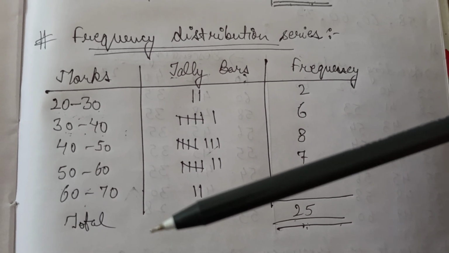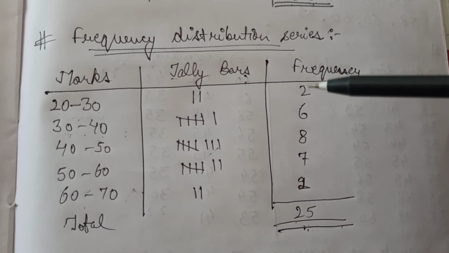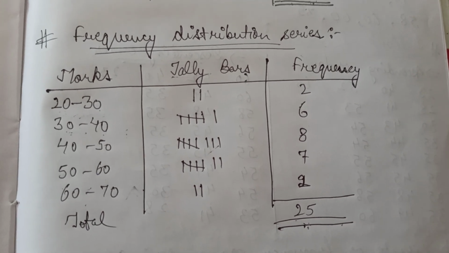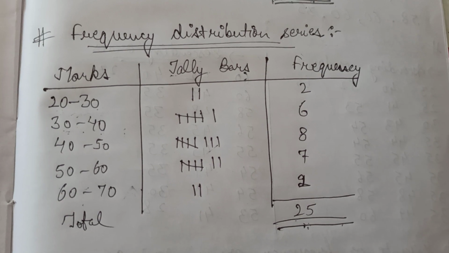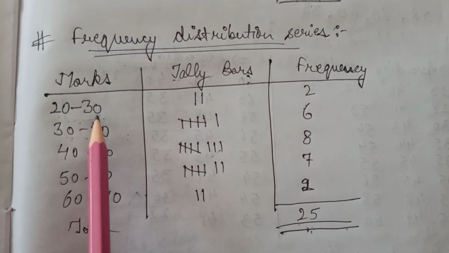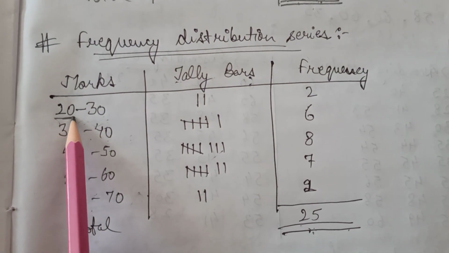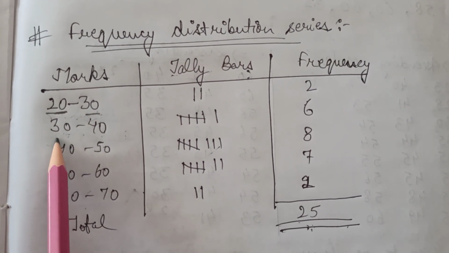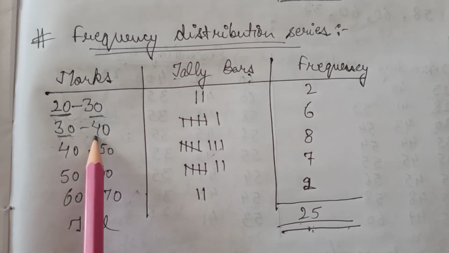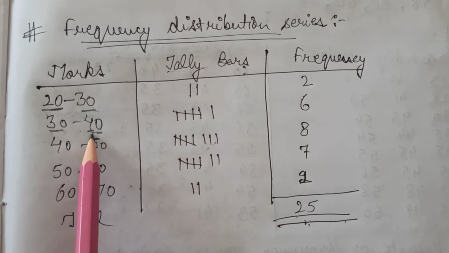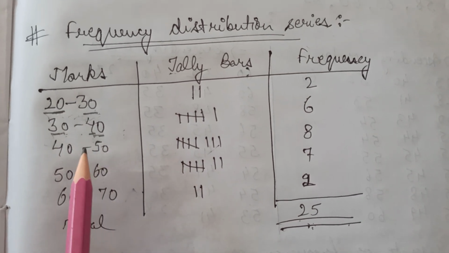The next term is the class limits. Now what is a class limit? Class limits include the lower limit and the upper limit of a class, or you can say the extreme values of a class. If I talk about 20 to 30, the lower limit is 20 and 30 is the upper limit. Similarly, in the next interval, 30 is the lower limit and 40 is the upper limit. So this refers to the class limits or the extreme values of a class.